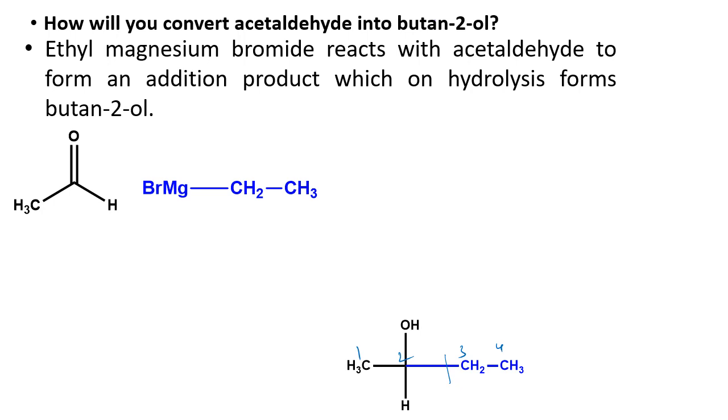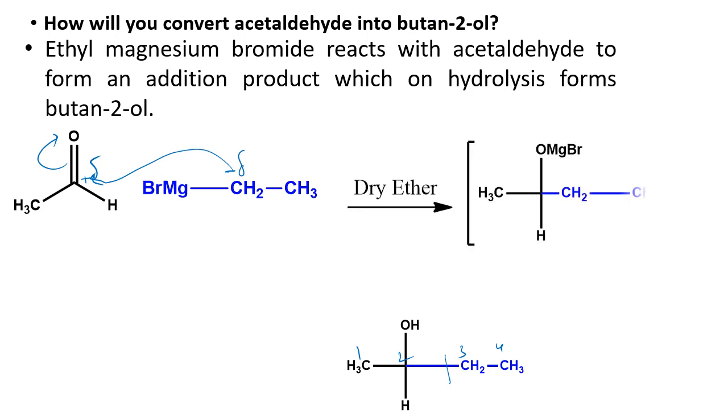Polarities are known to us by this time, delta minus here and delta plus here. And when you make one, you break one and complete the addition product, and then add water, you will get the corresponding alcohol. This alcohol, as you are noting, is a secondary alcohol which is present on a secondary carbon, right? So aldehydes other than formaldehyde give us secondary alcohols.